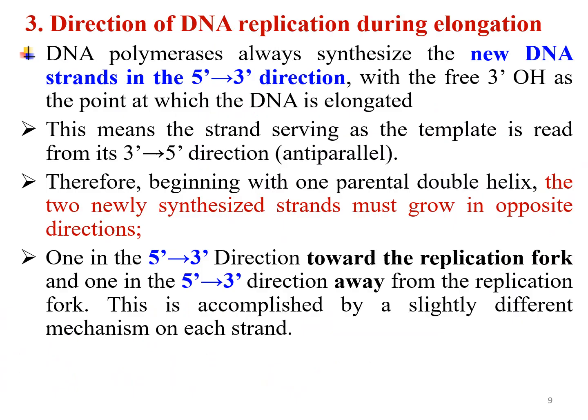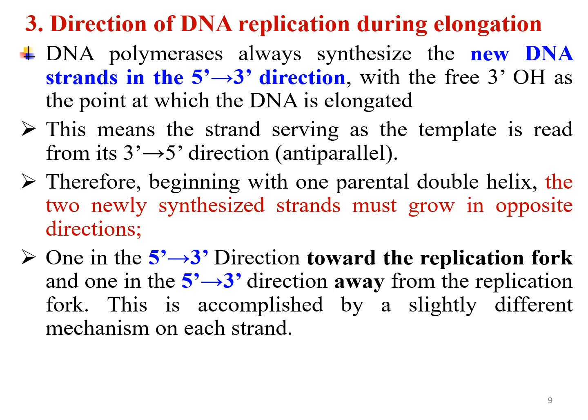So the third step is the direction of DNA replication during elongation. DNA polymerase always synthesizes a new DNA strand in the 5 to 3 prime direction, with the 3' OH as the point at which the DNA is elongated. This means that the strand serving as a template is read from 3 to 5, which is always in the opposite or anti-parallel direction. Therefore, beginning with one parental double helix, the two newly synthesized strands must grow in opposite directions. So one is toward the replication fork, and the other is away from the replication fork.